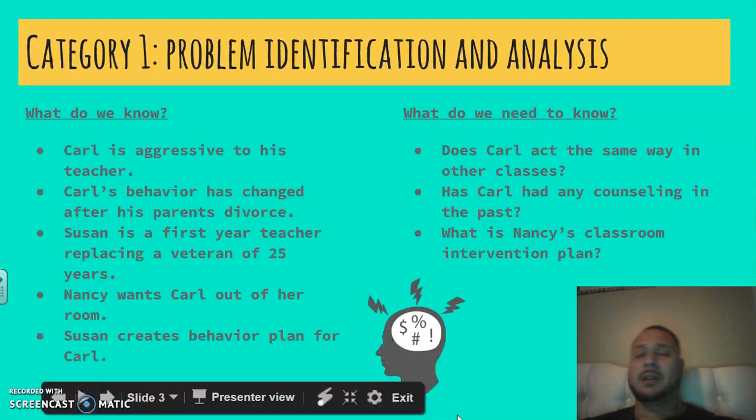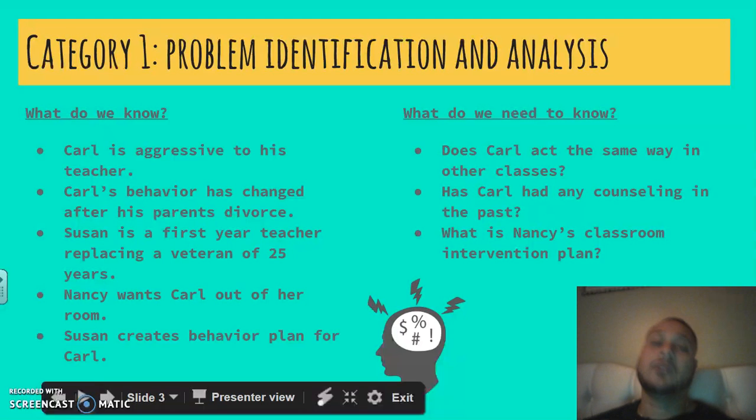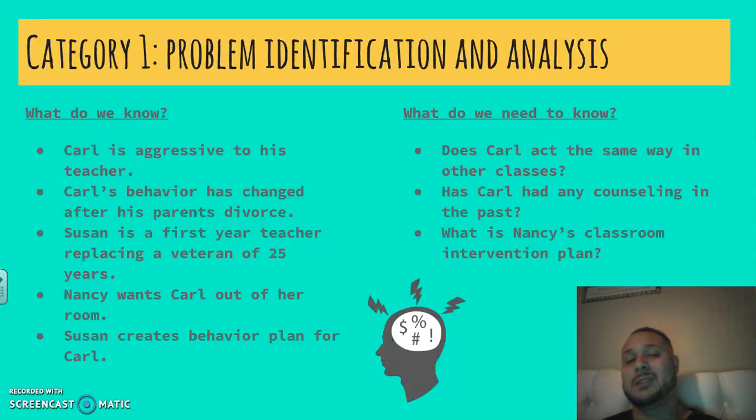Category 1, this is a problem identification and analysis. Here's what we know and what we need to know. First thing, Carl is very aggressive to the teacher. Carl's behavior has changed after his parents had a divorce, which is understandable. Most kids tend to act up after parents separate or have divorced.